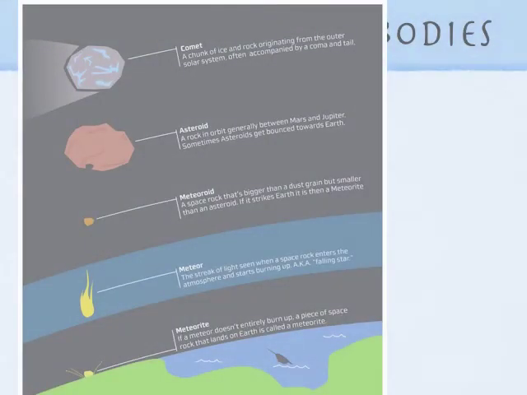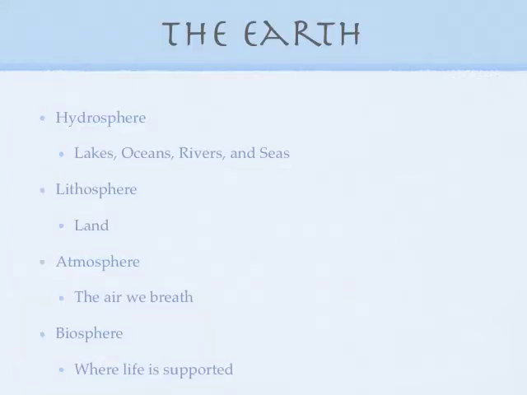So we have the descriptor of what different parts of our heavenly bodies. A comet is a large chunk of ice, asteroid, meteorite, meteoroid, and whatnot. So study this chart and know the difference between them. The Earth. What else do we have here?